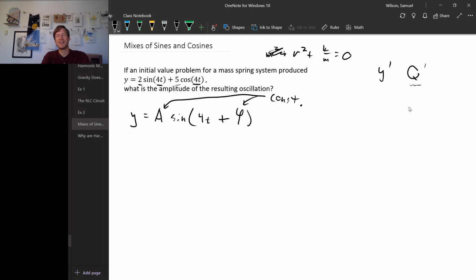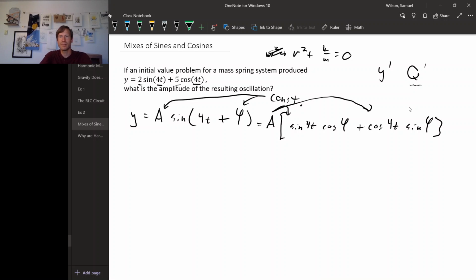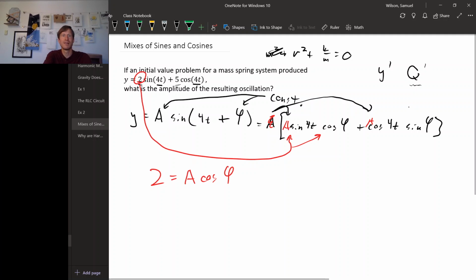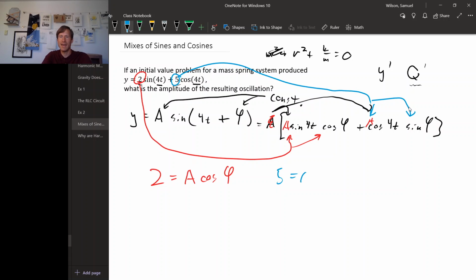Well, the way to find them is to use the addition formula for sine. So we get A times sine of 4t times cosine of phi plus cosine of 4t times sine of phi. Distribute that A to these two terms. Now going back to the original, you can see this 2 right here must be A times cosine of phi. By the same token, this 5 right here must be A times sine of phi. So we get this system of 2 equations and two unknowns, A and phi.